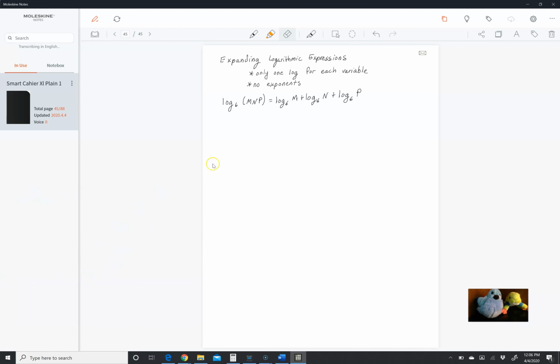So this side would be considered the condensed form. So we'll condense eventually. This is condensed form. And this side would be considered the expanded form. So notice we have no exponents. And we have only one log for each variable.